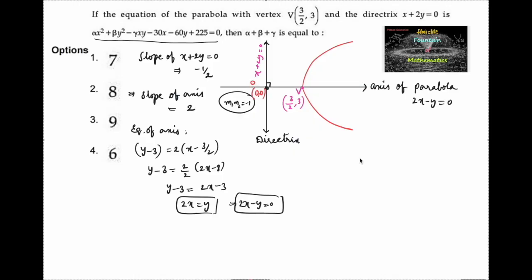So this is O. Let the focus be the point S, say alpha comma beta. Since the vertex is the midpoint of the origin and this focus, we can write 3 by 2 is equal to alpha plus 0 divided by 2, and 3 is equal to beta plus 0 divided by 2. That is, alpha is equal to 3 and beta is equal to 6. So we can say the point alpha comma beta is 3 comma 6. This is the focus.